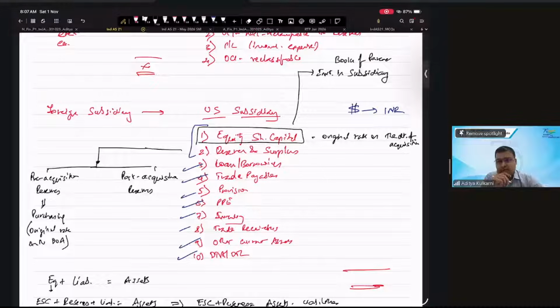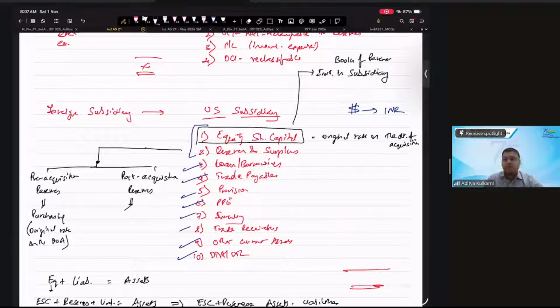Leela, are you able to follow? Anywhere you have a doubt, please let me know. Don't hesitate, because this is not totally new, but something which you are getting exposed to slightly before your consolidation chapter. Today or tomorrow you will study consolidation. So pre-acquisition reserves will be converted using the original rate on the date of acquisition.